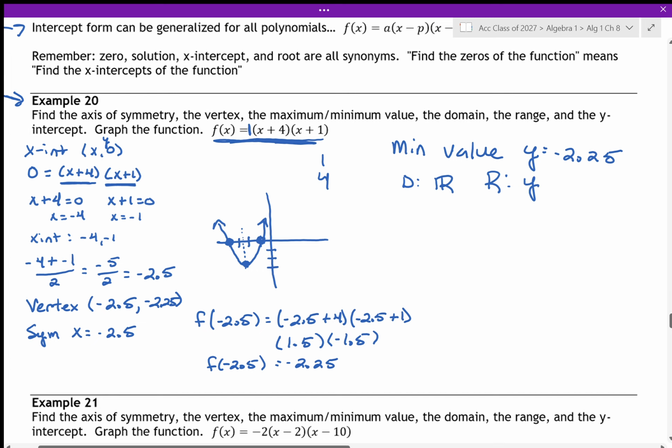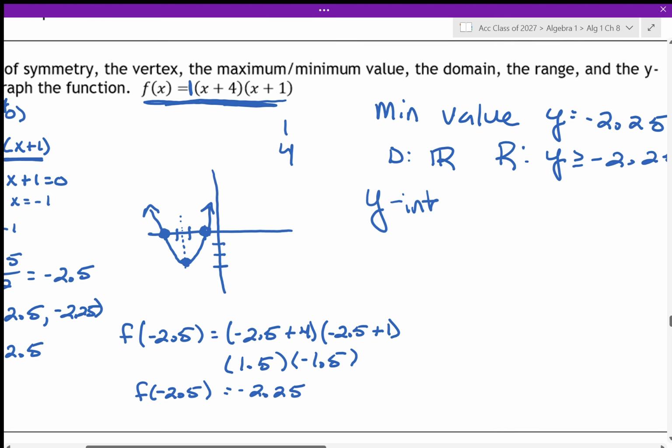Our range is talking about our y values, and it's not going to be all reals. It's going to be everything above, so greater than or equal to our minimum. Lastly, we get our y-intercept. And for that, we're going to plug in 0 for our x. So I'm going to plug in f of 0. That's going to give me 0 plus 4, 0 plus 1. So f of 0 is 4. So our y-intercept is 4.